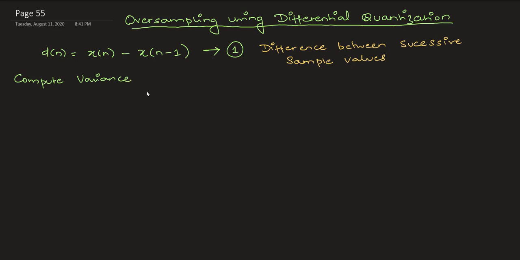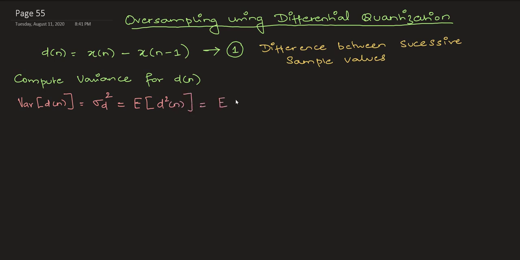We are not going to go through the full derivations, but we are going to see the optimum performance. So we are using the variance of the difference between successive samples x of n minus x of n minus 1, and the variance is given by the expected value of d square of n. It is represented by sigma d square. This is the formula from your statistical theory.